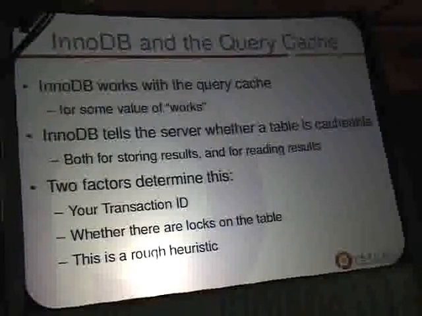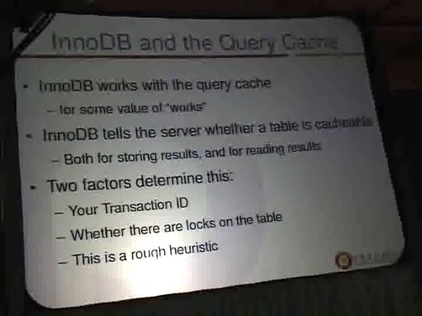So my cute little thing here is that it works for some value of works. InnoDB actually tells the server whether a table is eligible to be cached. The server says, are you cacheable? And InnoDB says yes or no. That affects both storing results and reading results from the cache. So if there's a query cache hit, a select statement comes in, the server says, yes, there's a matching query stored in the cache, and here's the list of tables that it affected. The server goes through each of those tables and says, is this table eligible to be read from the cache? If it's an InnoDB table, it asks InnoDB whether it's okay to read that result from the cache, and InnoDB says yes or no.